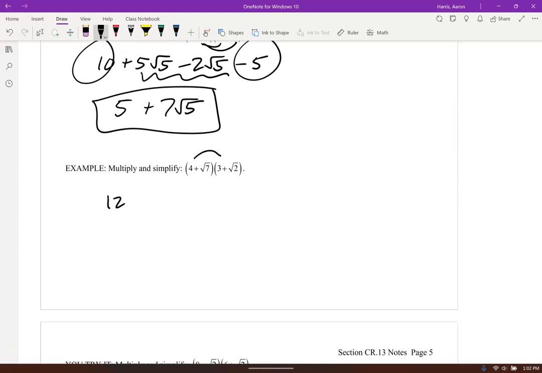4 times 3, 12. Plus 4 root 2. Plus 3 root 7. Plus square root of 7 times square root of 2, square root of 14. Looks like we're all done. That's all we can do on that one.